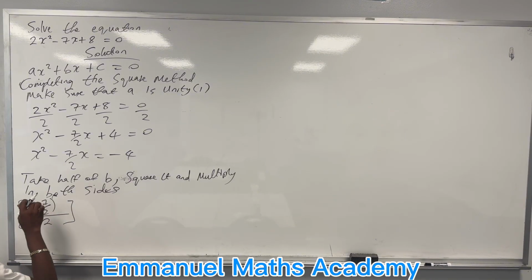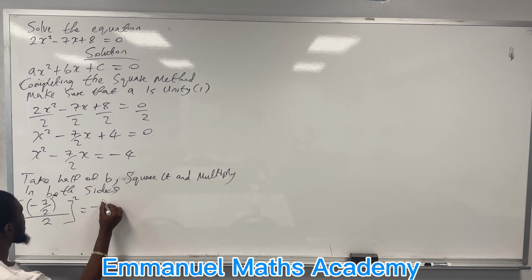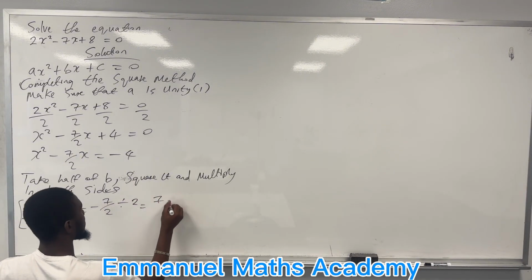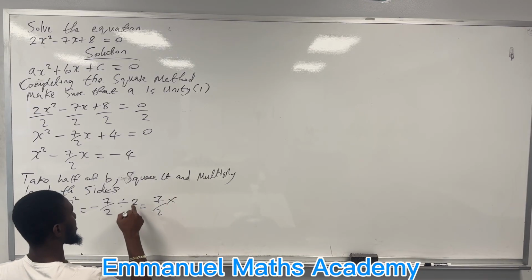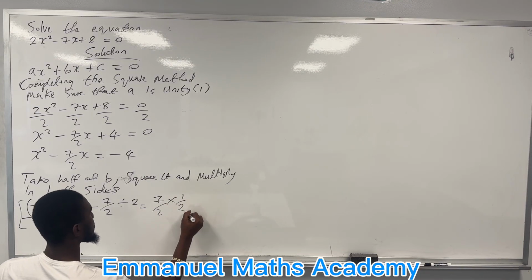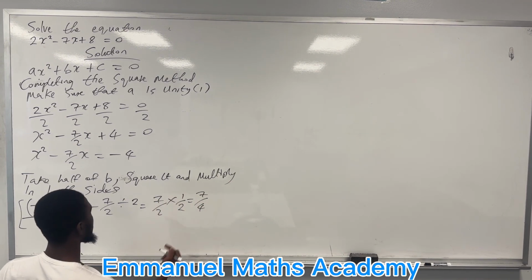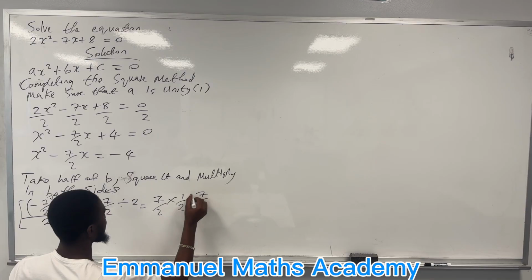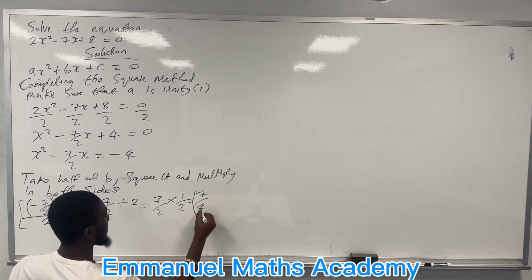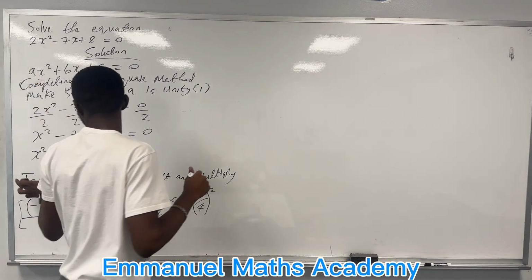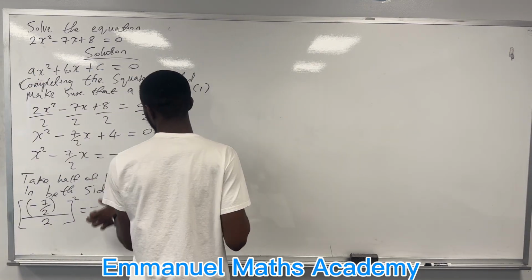But before the square, let's work on what we have inside here first. Here, this is minus 7 over 2 divided by 2. This actually implies 7 over 2 times the reciprocal of this, 1 over 2. This is equal to 7 over 4. 7 times 1, 7. 2 times 2, 4. Right? From here, you now square. Remember your square. So we'll be using this 7 over 4 squared to add here and add here.